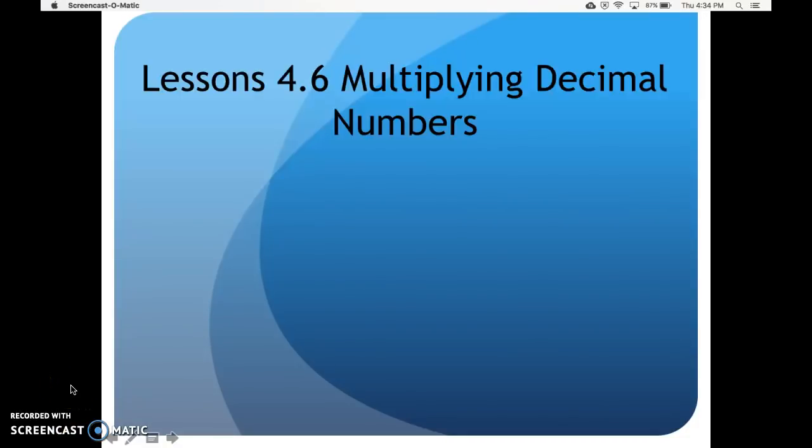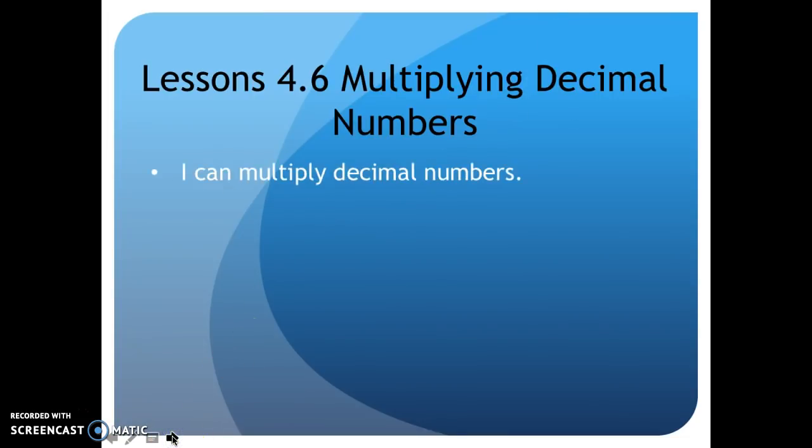All right, ladies and gentlemen, we're taking a little jump up to lesson 4.6. Here's your I can statement. I can multiply decimal numbers. Be sure to write that down.